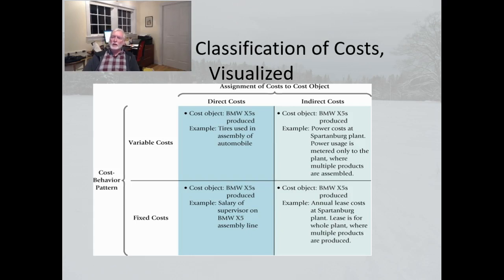An indirect variable cost would be the power costs, the electricity costs, because we only have one meter coming into the building. We don't directly trace the electricity costs to each production line. However, electricity costs go up and down based on some cost driver, number of cars produced, something like that. So power costs are variable but indirect.